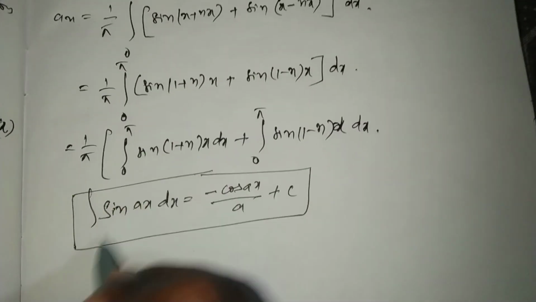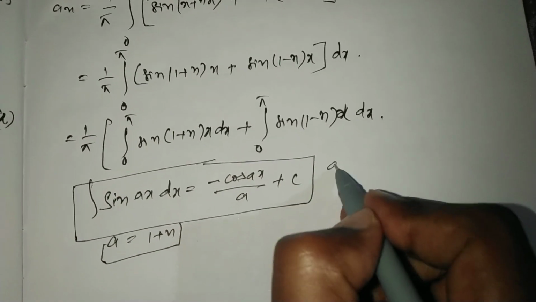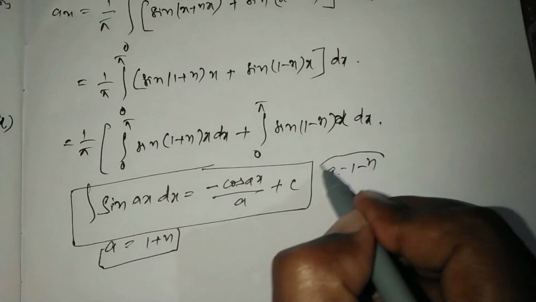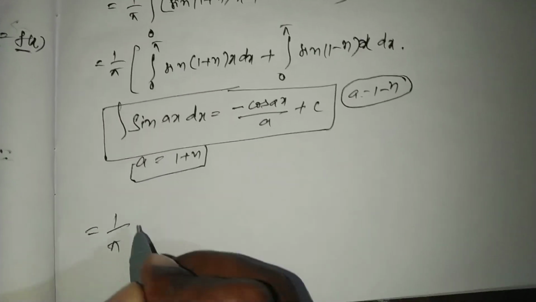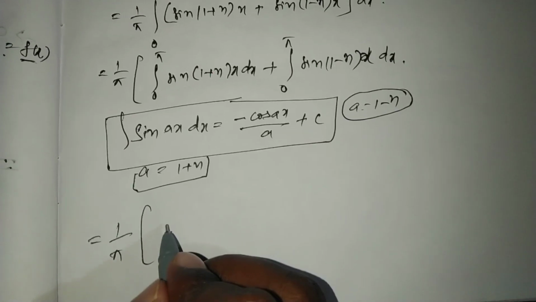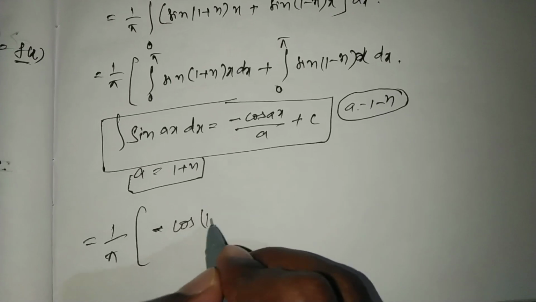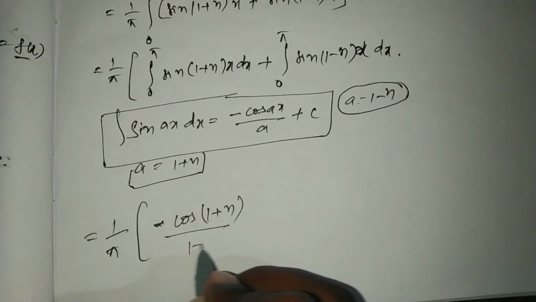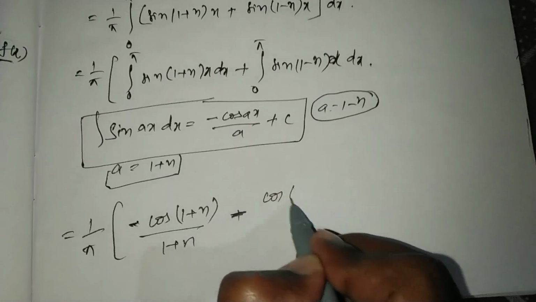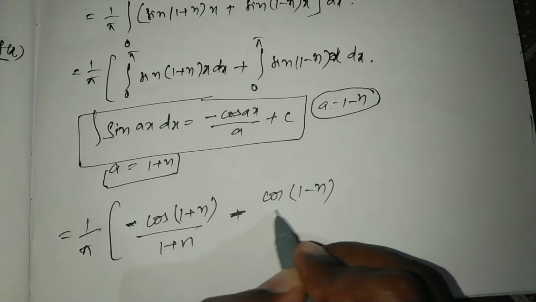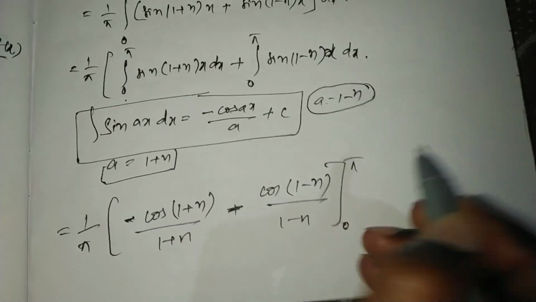So if we compare these two, here a is equal to 1 plus n. The second one is also the same, but here a is equal to 1 minus n. So substitute in the formula. That is equal to 1 by pi, whole into negative cos of (1 plus n) by (1 plus n) minus cos of (1 minus n) by (1 minus n). Both have the same limits, so just write 0 to pi.